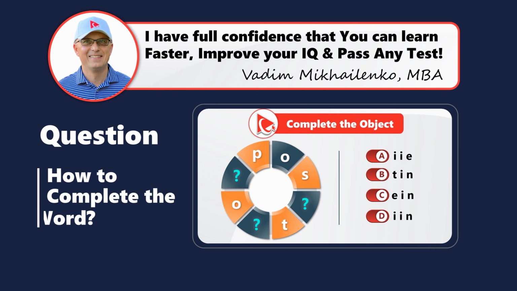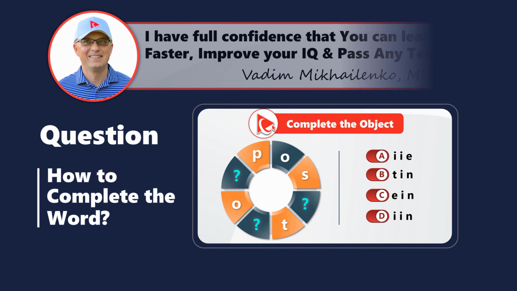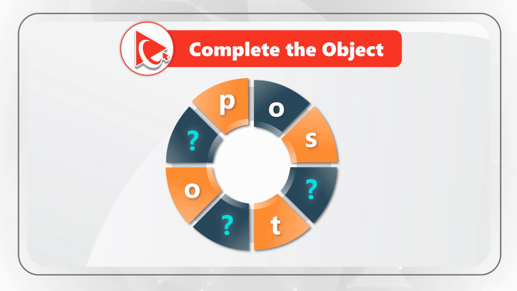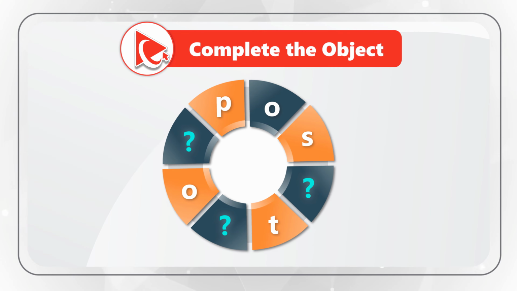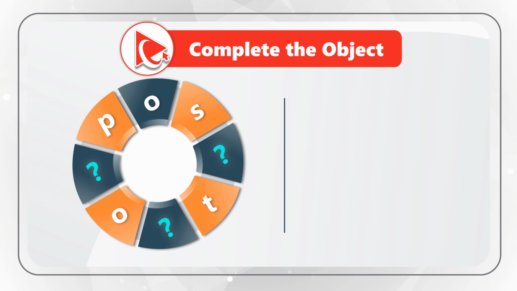Here's an amazing question with the answer that will definitely surprise you. You're presented with a circle broken down into 8 parts. Each part has letters inside, and the letters are O, S, then comes the missing letter, T, another missing letter, O, another missing letter, and it ends in P. You need to complete the object by selecting the choice of 3 grouped letters.